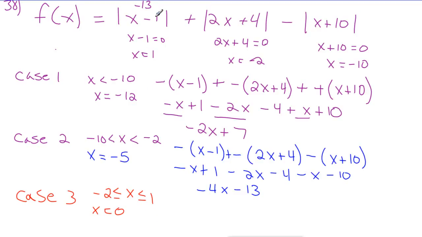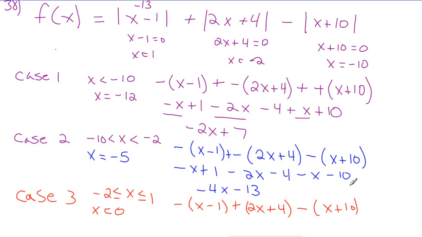So 0 minus 1 would be negative. Again, I want to make that positive, so I negate it. So negative x minus 1. Then I do this for the second part here. 0 plus 4 is 4. That's already positive, so I can just leave that. So it's going to be a plus, and I'll just leave 2x plus 4. So that part just stays. And then I bring down the minus sign. And if I put a 0 in here, 0 plus 10, again, that's positive, so that stays as well. x plus 10.